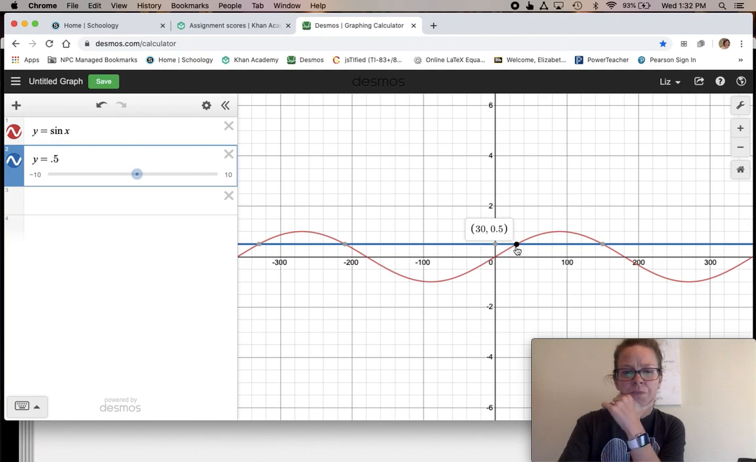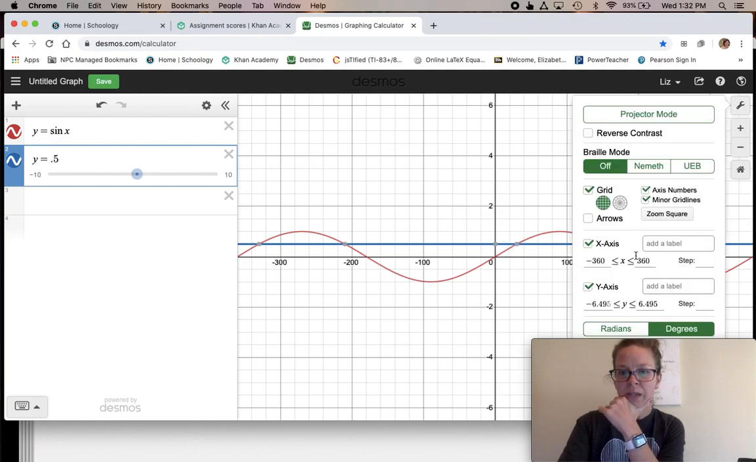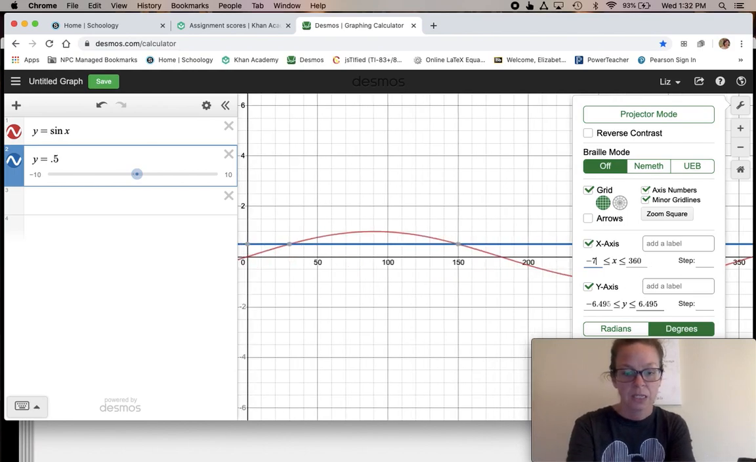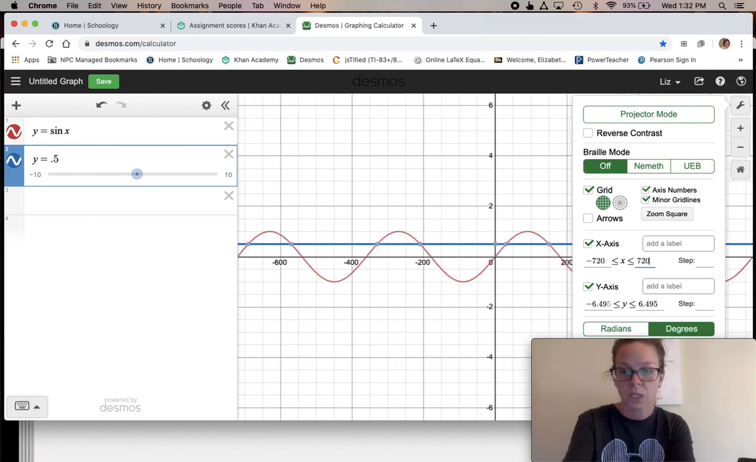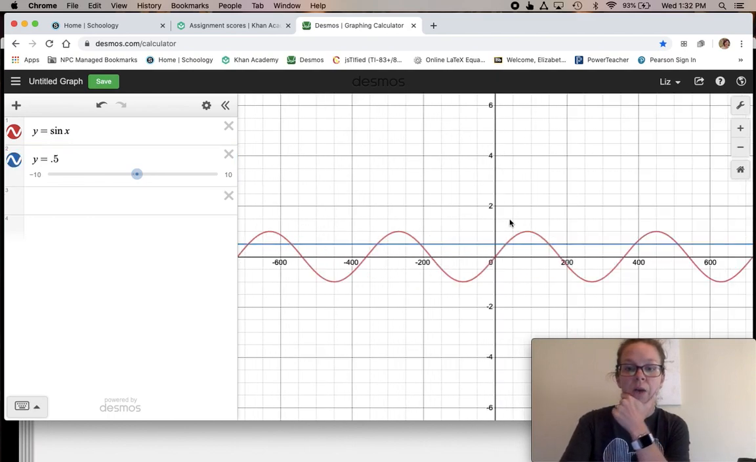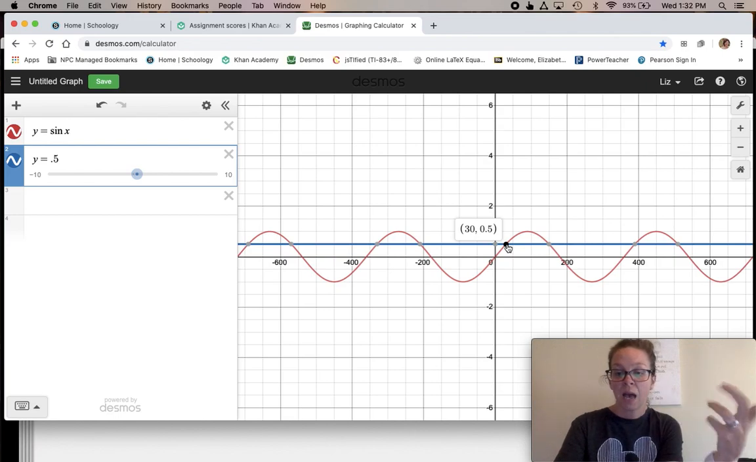And actually, I'm going to go back into my settings. I'm going to go even more than the 360, out to like 720, to let us see more of the wave happening, more cycles of the wave. There we go. Okay, so this first answer is 30. That's the first answer that we got, right? Then I had that plus 360, which means another 360 degrees away, we should have another answer. So that would be plus 360, that'd be 390. Oh, there it is, right?